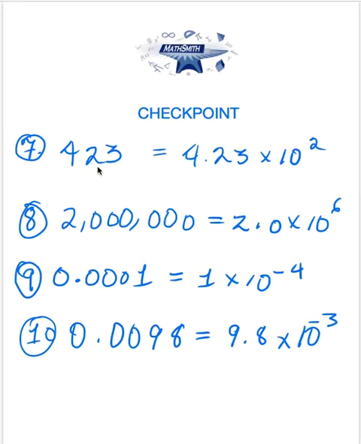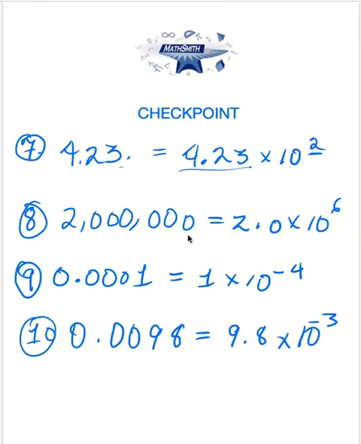So this is 423. We know that the decimal needs to go right here. In order to do that, we're going to be moving the decimal from here to here. So that's 2 positions. And since we're going from a larger decimal number to this part being smaller, we need to make up for that by having a bigger exponent. So it's going to be times 10 to the second power.